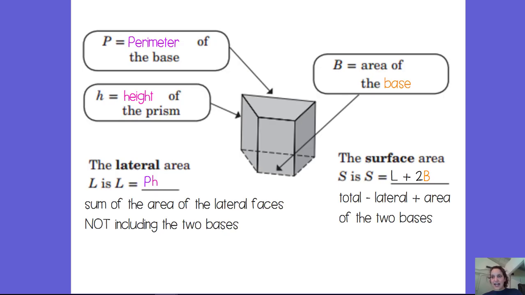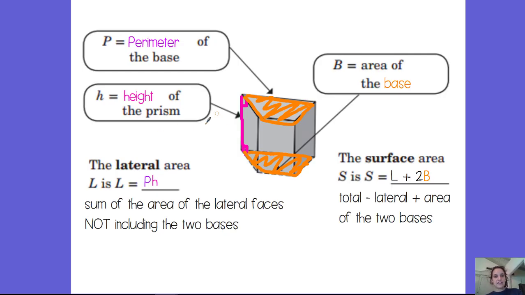H is the height, which we talked about, is that perpendicular distance that connects the two bases. So it's going to make a right angle with both of your bases. It's perpendicular to both of your bases. It's connecting the two bases. And then B is the area of the base. So whatever shape your base is, in this situation it's a trapezoid, you're going to calculate the area of that base, and that becomes your capital B.